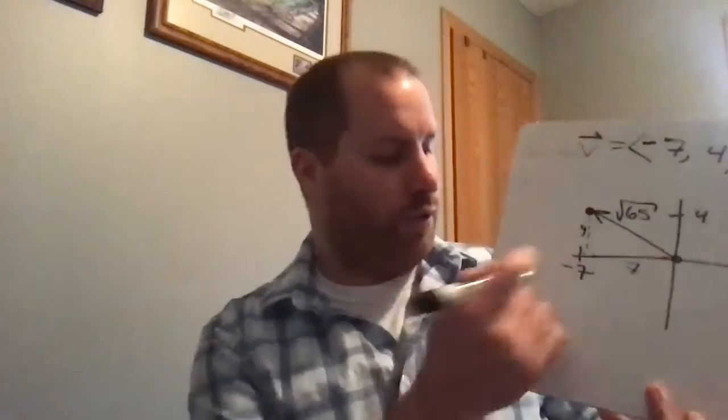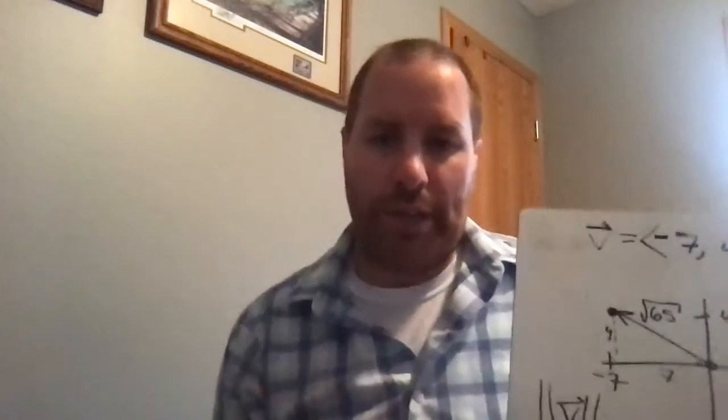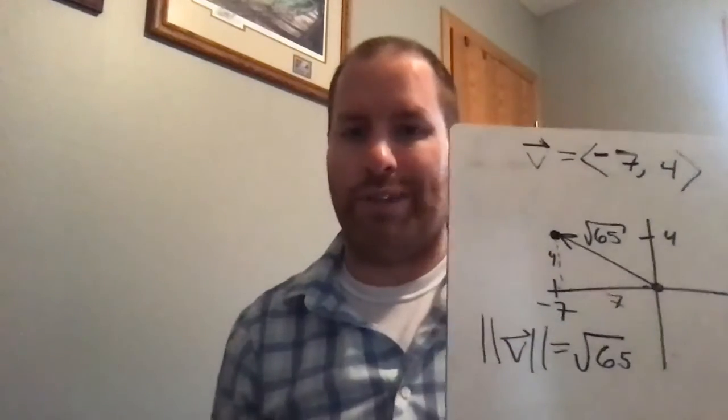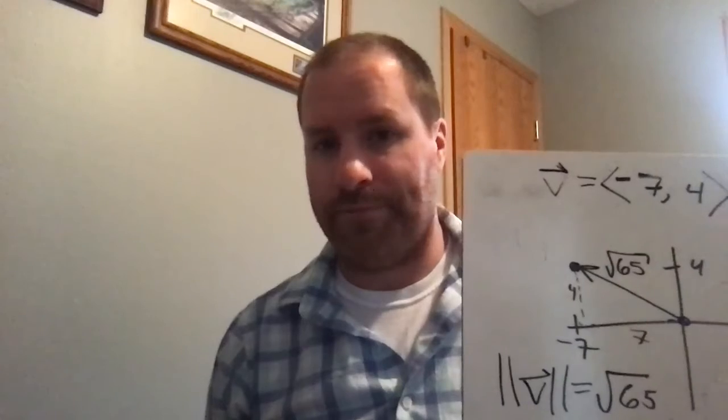So to represent magnitude, we do that with a double absolute value of vector V. That's how that would work. We put a double absolute value around it. And that means, hey, just find how far away it is from the origin. Basically, use the Pythagorean theorem. So we'd say this is equal to the square root of 65, and you could change that to a decimal if you want to. So that's how you find the magnitude of vectors.